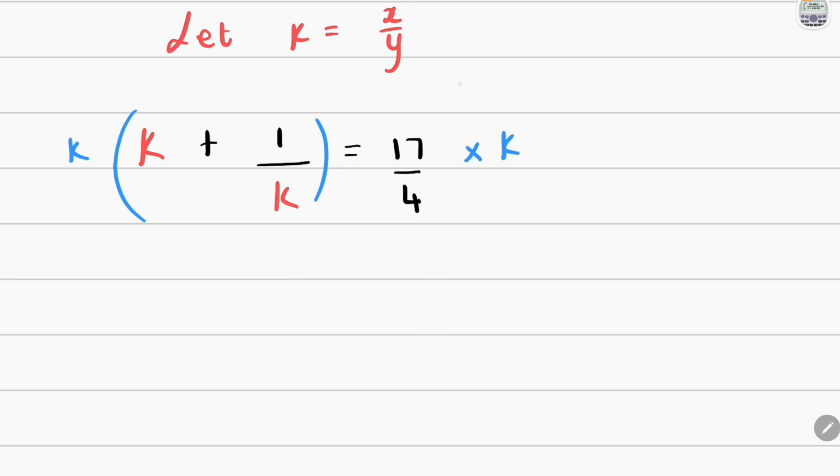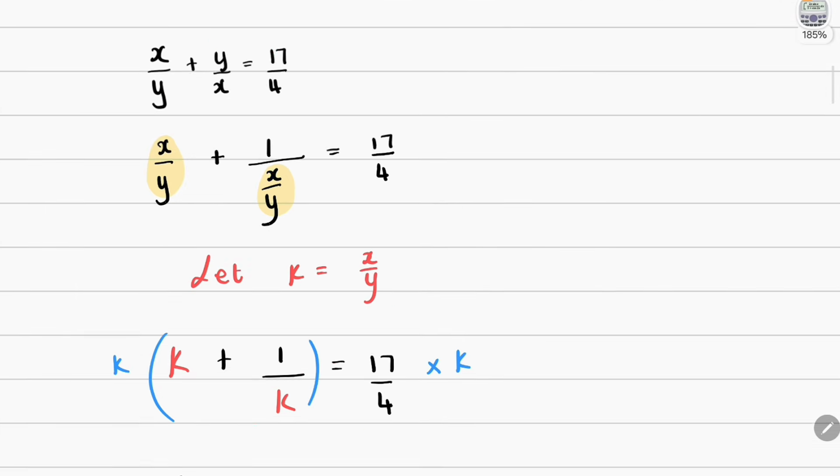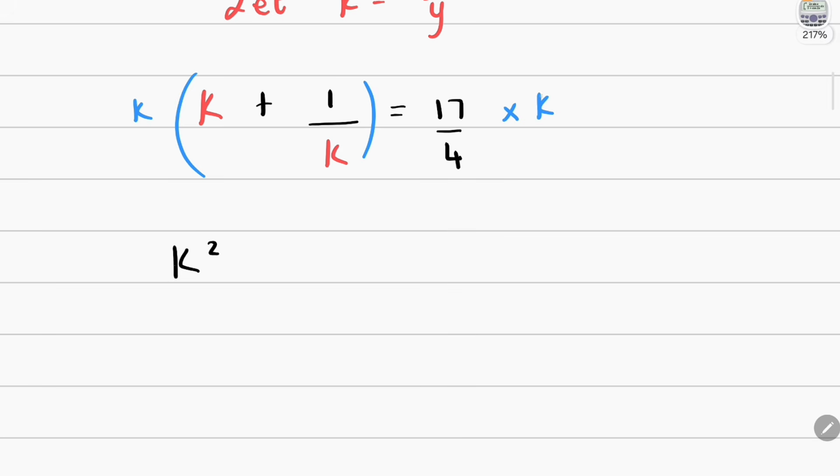So times k and times k. And now we have k squared. Now, before multiplying this, remember how I said that this is going to become a quadratic equation. When you multiply these two together, they give you 17 over 4k. But if you multiply these two, the k's cancel. So clearly that's going to be the 1, the constant.